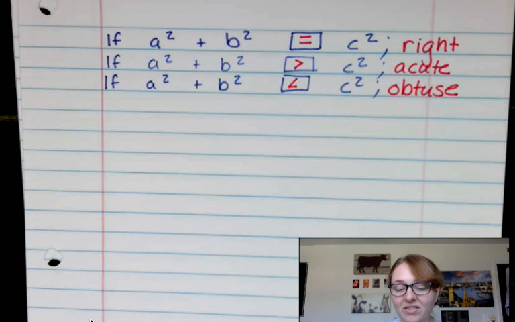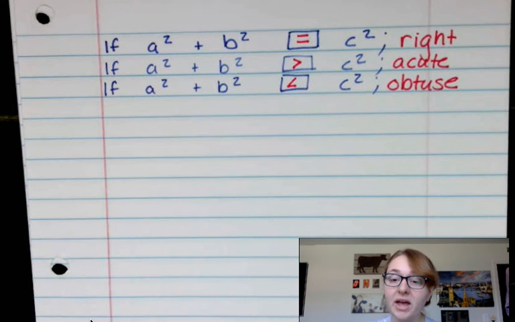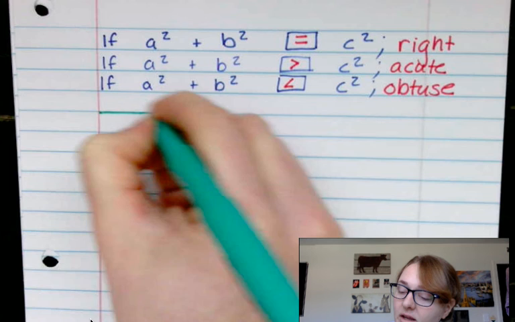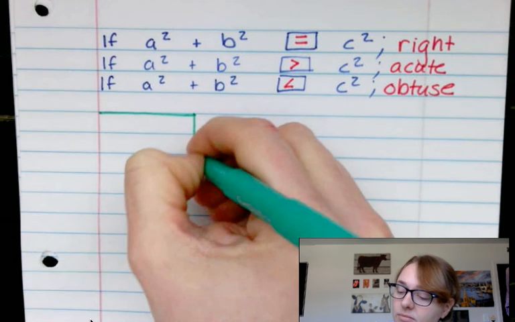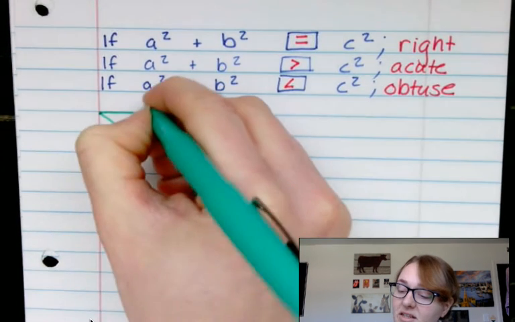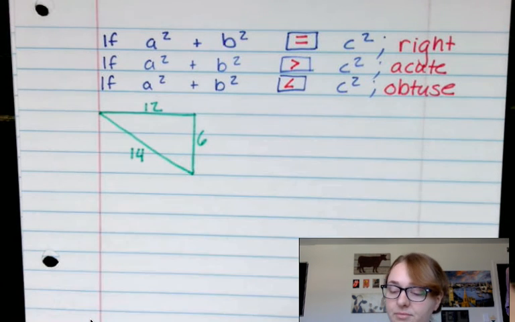All right, so I have a couple examples for us to go ahead and look at these as well. All right, so our first example of this type to determine whether we have a right, acute, or obtuse triangle looks like this. We have the sides of 12, 6, and 14.